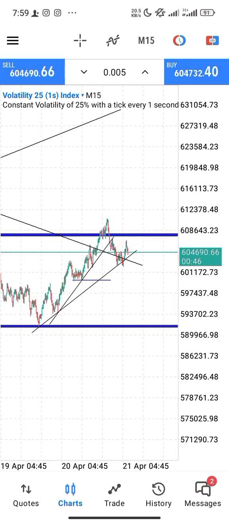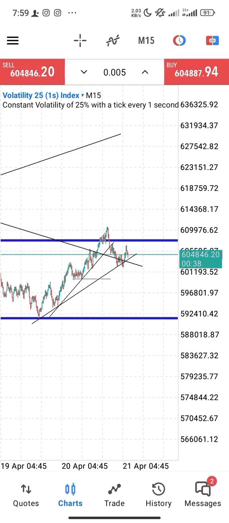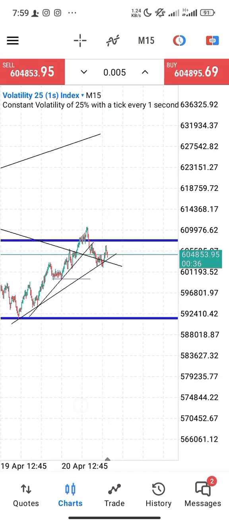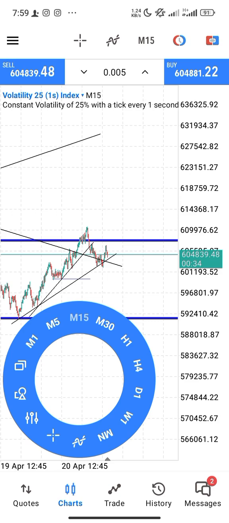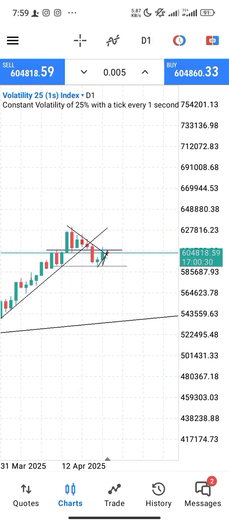I'll update you, guys. This morning by 7:59, we did this analysis yesterday evening, and we said we are going to be buying, when the market was a buy in the H4 and the D1.